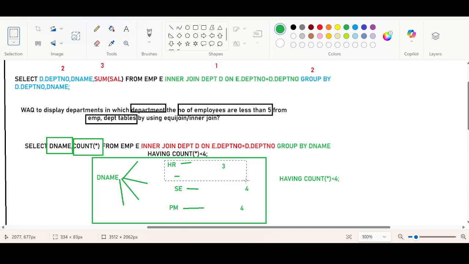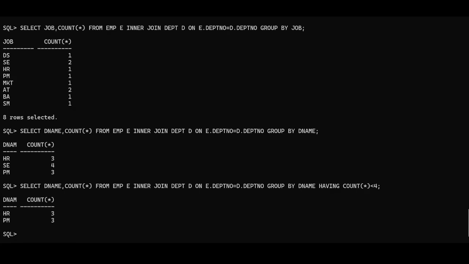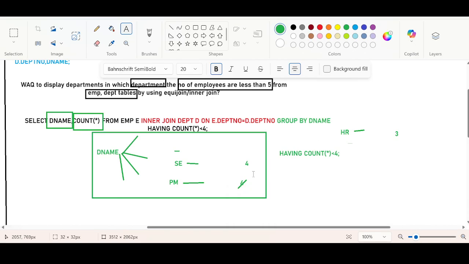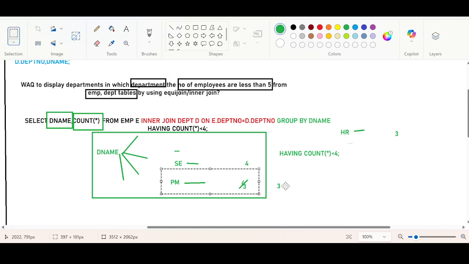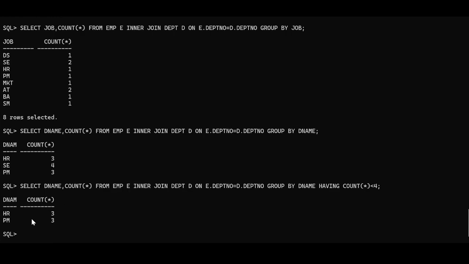So HR is matching. Okay, this will be given. And this is 3, right? Why did I take 4? This is 3, isn't it? 3, 4, 3. Okay, this 3, this 3, right? This will also be taken. That's why the output you get is HR 3, PM 3. That is what is displayed in the console. Okay, this is the complete expression, right?